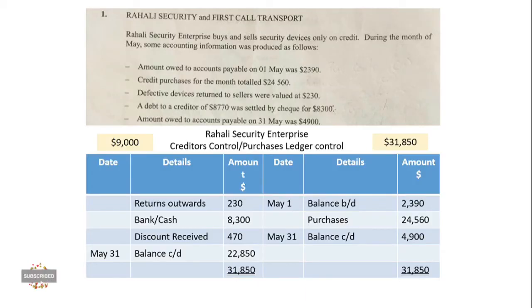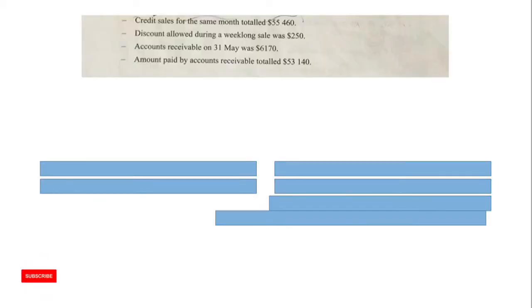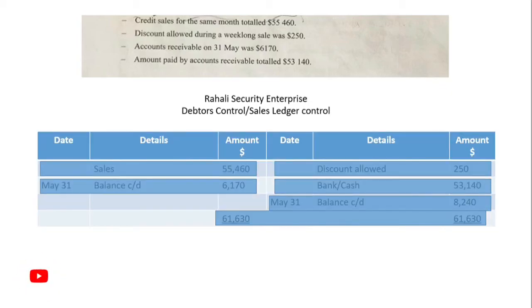The sales ledger control is what we're going to be doing next, and it values 4 marks. All right, so the last 4 transactions, as I said earlier, would provide information for the sales ledger or the debtors control. Again, you start with your heading, very important. The first transaction says credit sales for the month total 55,460. And from the format in the previous video, you know that anything that increases your debtors would be on the debit side of your sales ledger control. So credit sales would increase your debtors, so we would make a debit entry of 55,460.